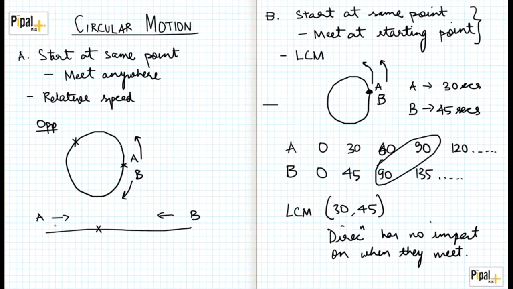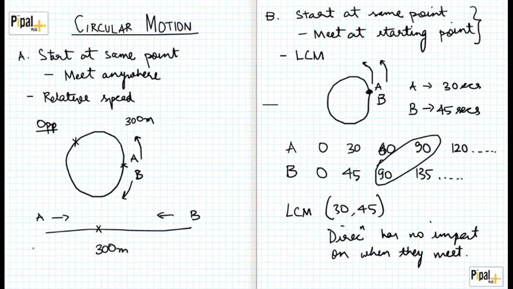Now you notice that we have simplified this problem into a relative speed problem with A and B having to cover a distance equal to the circumference. You would notice that this length equals the circumference of the circle. So if the circle around which they're running has a circumference of 300 meters, then the distance that A and B must cover is 300 meters.